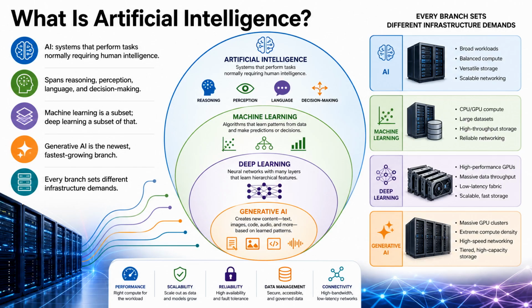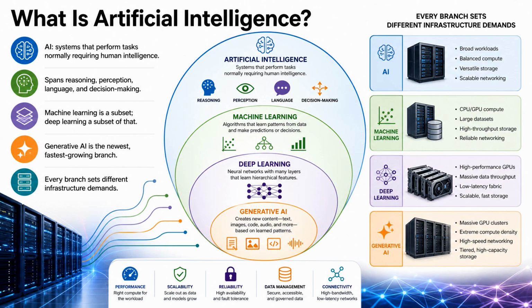Look at the center of the slide, those nested rings, because that picture is the mental map for this entire course. The big outer ring is artificial intelligence. Any system doing something that normally takes human smarts. Recognizing a picture, understanding language, making a decision. One ring inside and you hit machine learning, where systems learn patterns from data instead of being explicitly programmed for every case. Go one ring deeper and there's deep learning, neural networks with many stacked layers that learn really complex patterns on their own. And glowing right at the core, the newest and fastest growing branch, generative AI, which creates brand new content. AI, then ML, then deep learning, then generative. Burn those rings into memory because we hang everything else in this course on them.